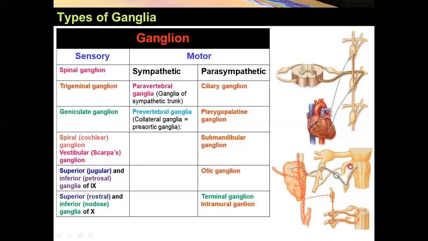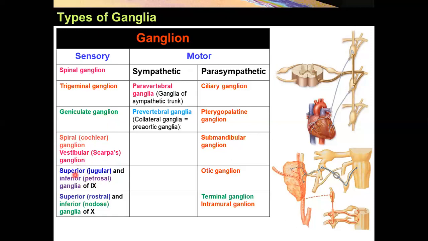Our seventh cranial nerve, the facial nerve, has the geniculate ganglion. And our eighth cranial nerve, the vestibulocochlear nerve, has two ganglia. Those are the spiral or the cochlear ganglion, which is about audition, and the vestibular or the Scarpa's ganglion, which is about balance, the equilibrium.